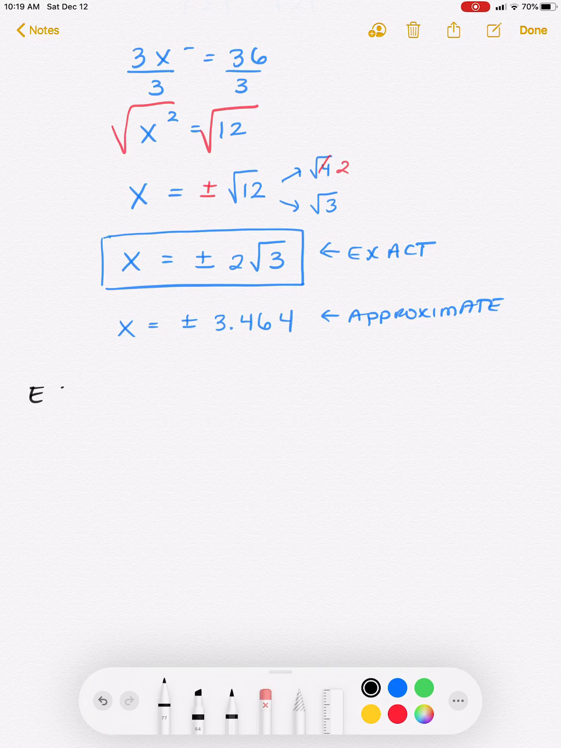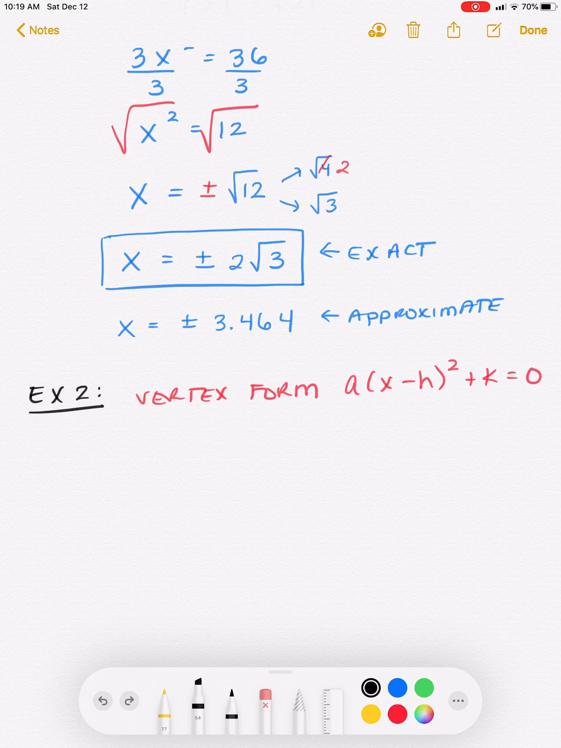All right, example 2. So the next form that we can solve using square roots is when it's written in vertex form, okay? If you can recall, that vertex form looks like a times x minus a number squared, and then maybe it's like plus or minus a number right here. And so what you notice is you have this quantity squared. So whenever I'm solving a problem and I see this quantity squared, I'm going to solve using square roots. Here's our problem. Negative 2 times x plus 2 squared equals negative 16. So go ahead and copy this down.